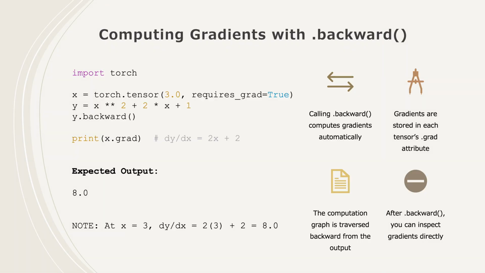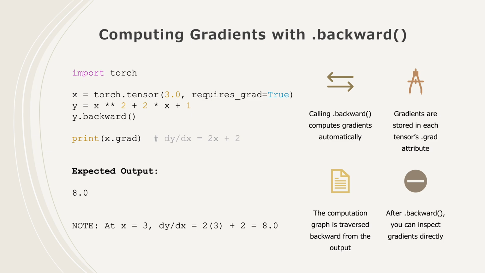In this example, we'll see how PyTorch automatically computes gradients using the backward method. Here, we first create a tensor x with requires_grad set to true, meaning PyTorch will track any operation involving x. Then, we define a simple function, y equals x squared plus 2x plus 1. When we call y.backward, PyTorch automatically traverses the computation graph it built earlier and calculates the derivative of y with respect to x. It then stores that result in x.grad.